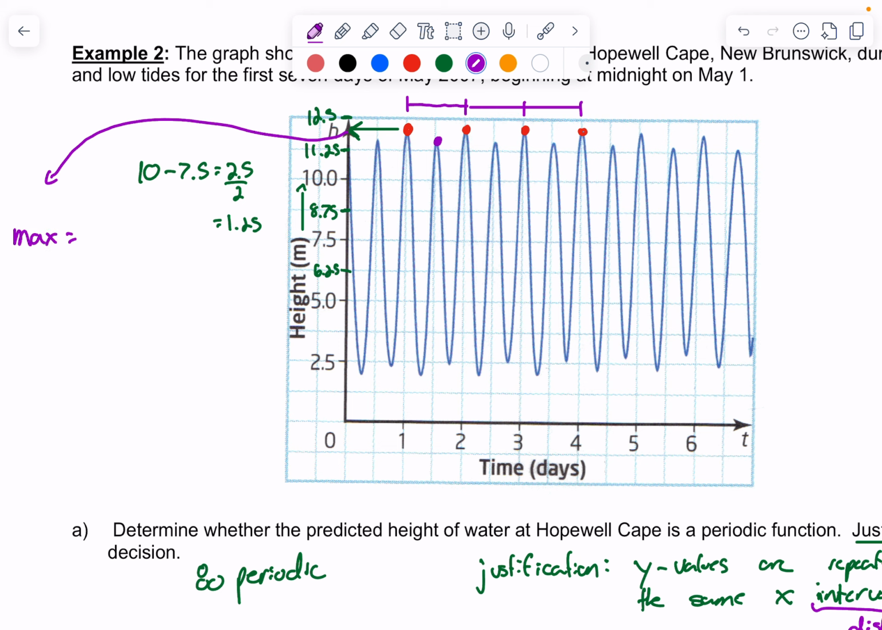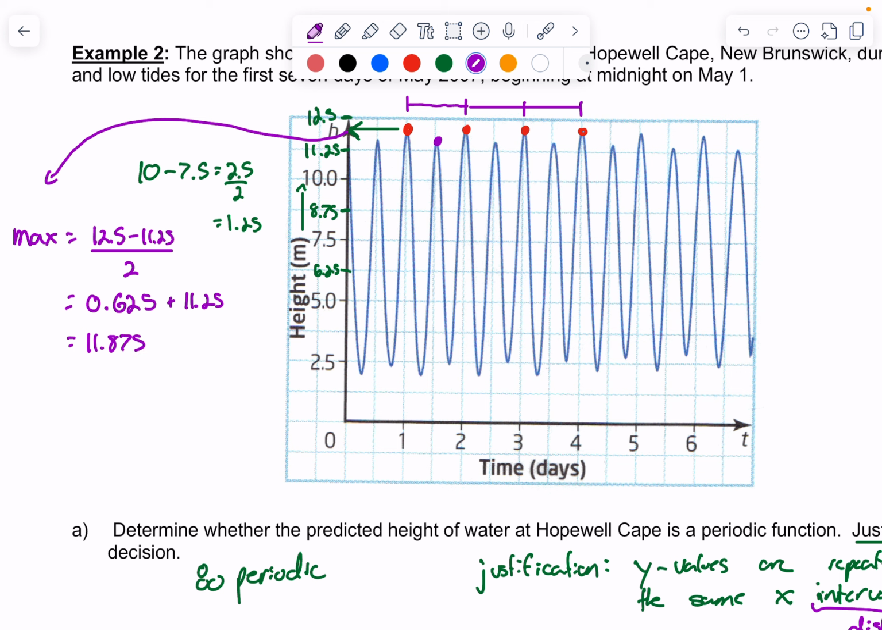So finding the halfway point is 12.5 minus 11.25, dividing that by 2. My mental math is not great today, so I'm going to use my calculator. 11.25, divide that by 2. 0.625. And so if I add that to 11.25, that means the max value is 11.875.